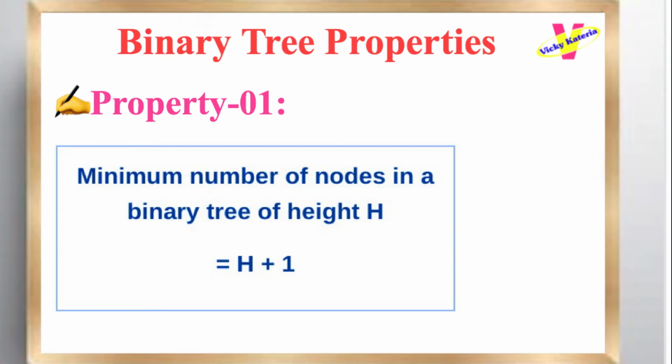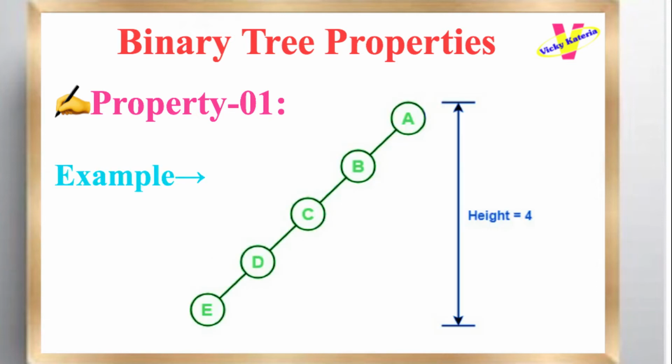Property 1. Minimum number of nodes in a binary tree of height h equals h plus 1. Example: to construct a binary tree of height equals 4, we need at least 4 plus 1 equals 5 nodes.